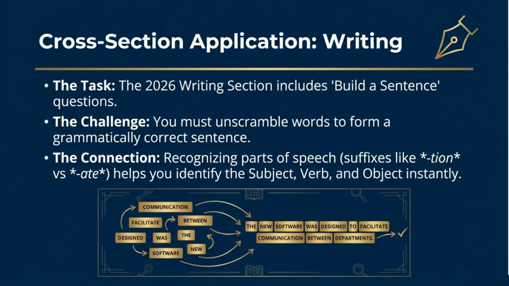This skill isn't just for reading. It saves you in writing, specifically the build a sentence task. When you see scrambled words, recognizing suffixes allows you to identify the subject, verb, and object instantly. If you see facilitate, a verb, and communication, a noun, you know the order must be verb-object. Facilitate communication. You solve the puzzle through morphology.